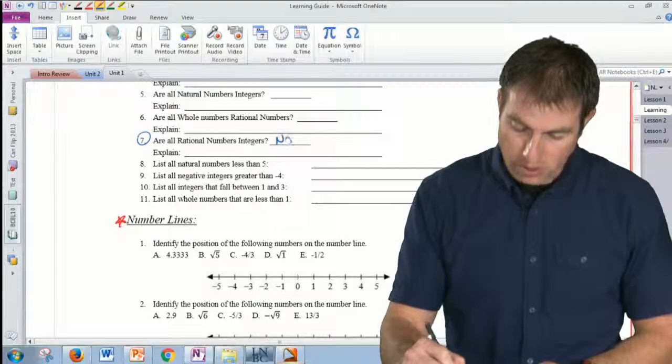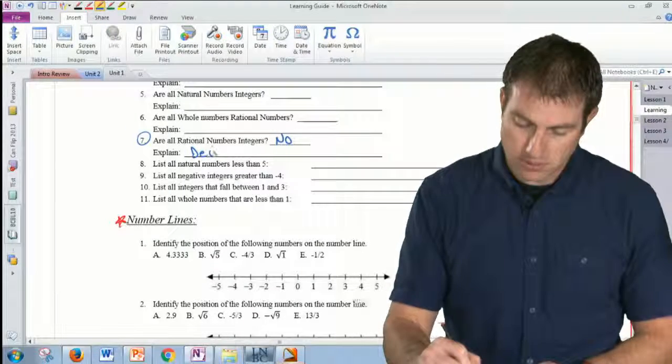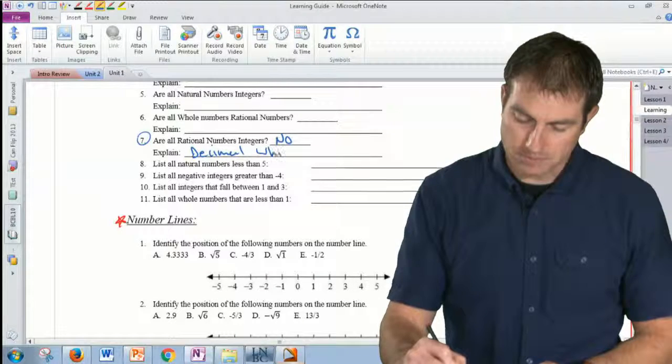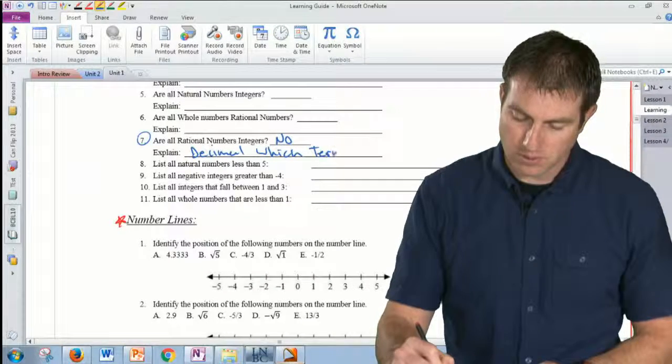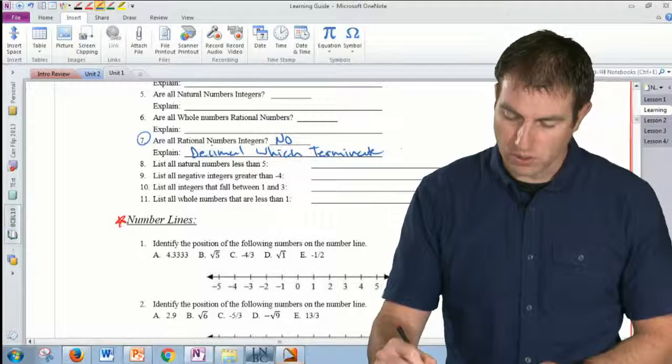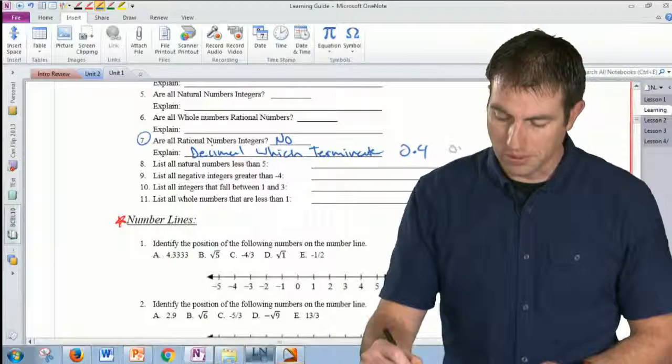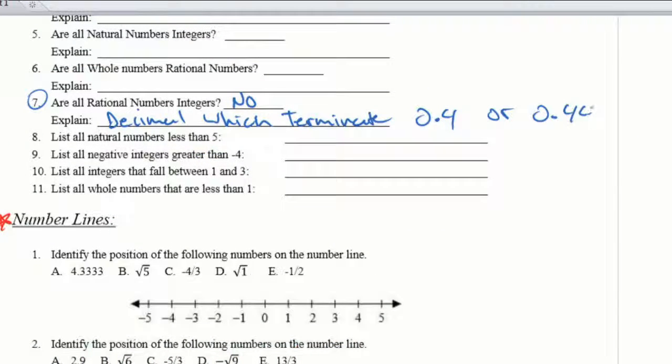Are all rational numbers integers? No, we can have decimals which terminate, so 0.4, or 0.4444 that repeats. Decimals which terminate or repeat. So those would both be examples of rational numbers that are not integers.